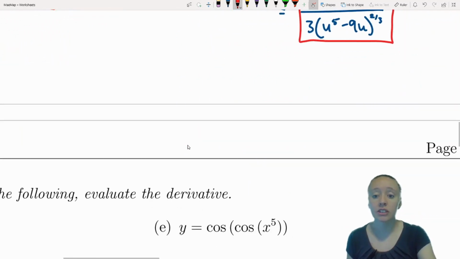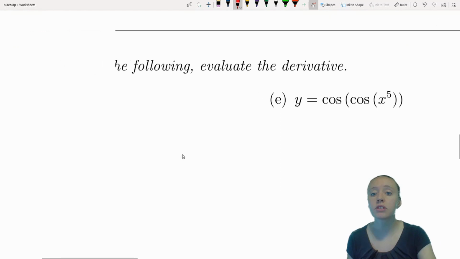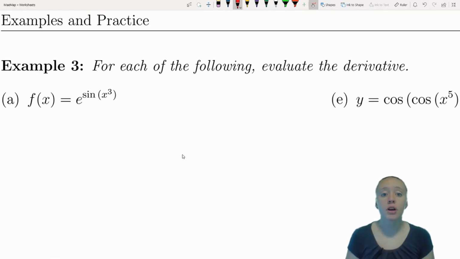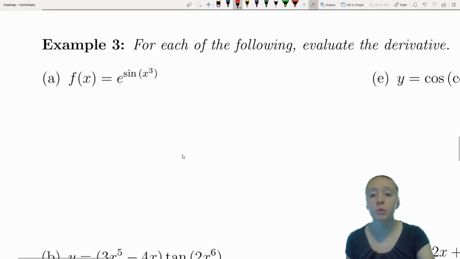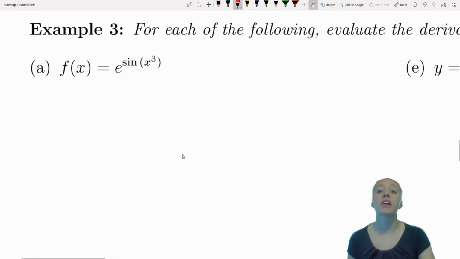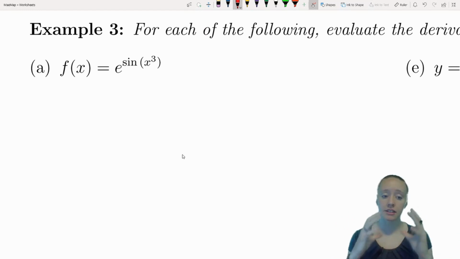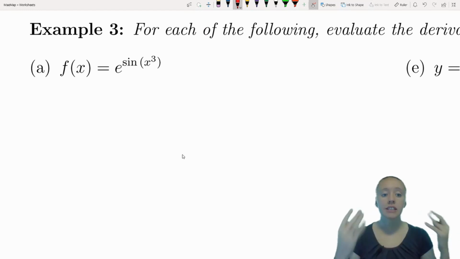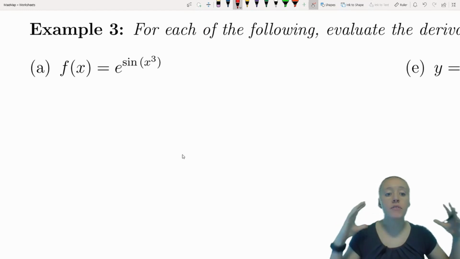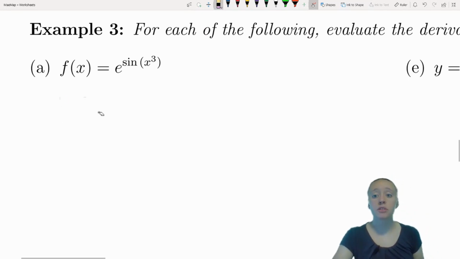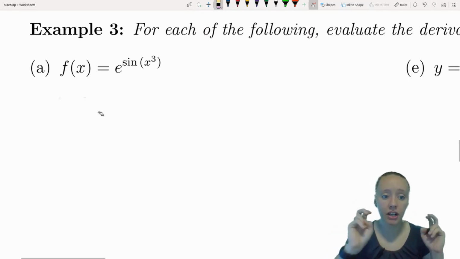So now, getting into a little bit more complicated derivatives, using the chain rule multiple different times in a problem. For each of the following example 3, we're going to be evaluating the derivative. But remember, one of the most important things is figuring out what your outermost function is, and then working your way to the innermost function, continually taking the derivative of each of those respective functions.